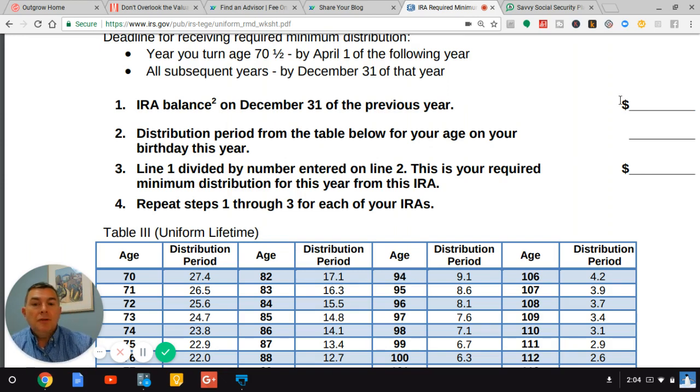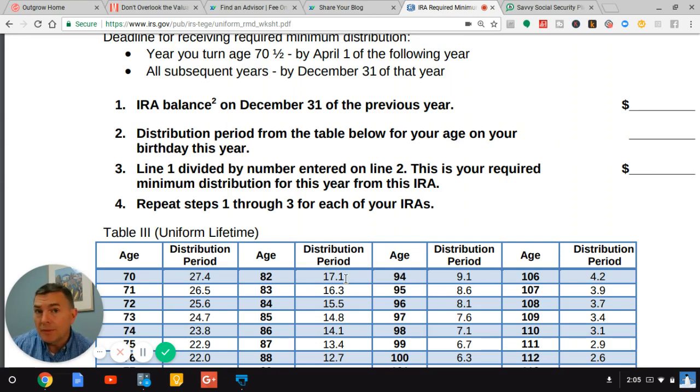All right, now I'm 82 years old. I'm just throwing that number out there. So I have a distribution period of 17.1. Essentially, that's what the IRS thinks your life expectancy will be, rightly or wrongly. So I take my $200,000 and I divide by 17.1, which means my distribution amount would be $11,758.